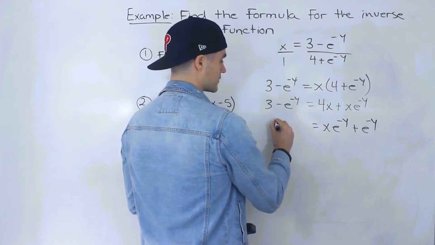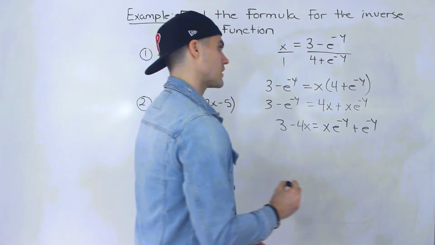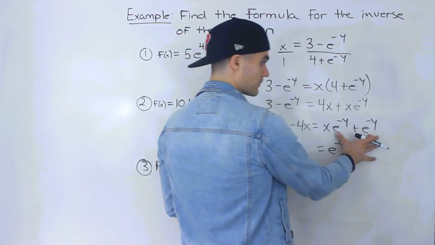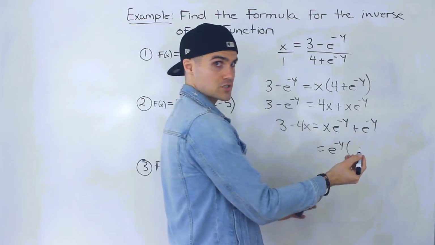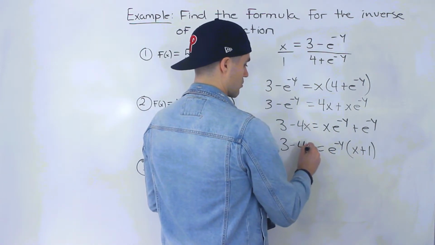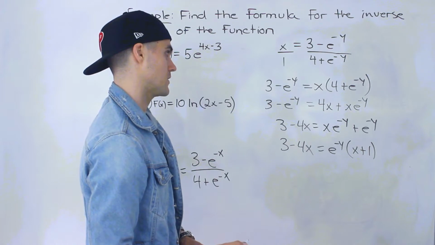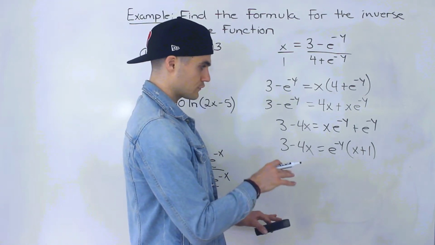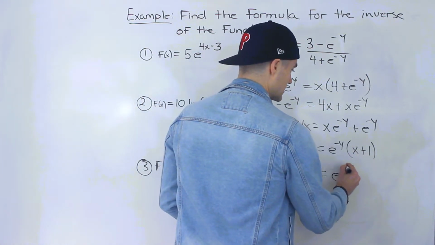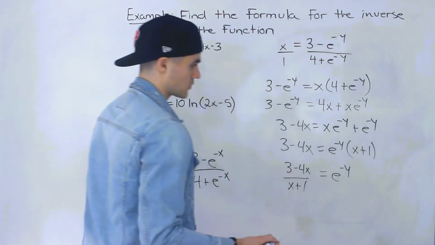And then I'm going to bring the 4x over. So this would be 3 minus 4x, like that. And then from there, what we can do is take out e to the negative y on this side. We could factor that out from both of these expressions. It's a common term. This would be x plus 1, 3 minus 4x, like that. Just want to make sure that I didn't screw anything up here. Yeah, looks good. So from here, what we can do is divide both sides by this bracket to get this e to the negative y by itself. So we'll have e to the negative y equals 3 minus 4x over x plus 1.